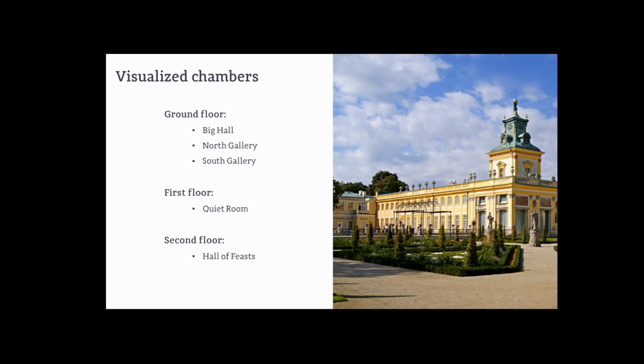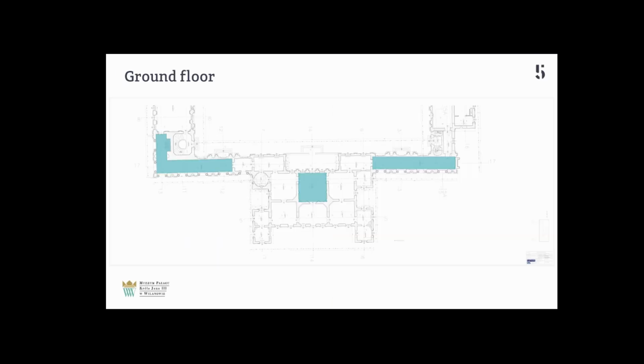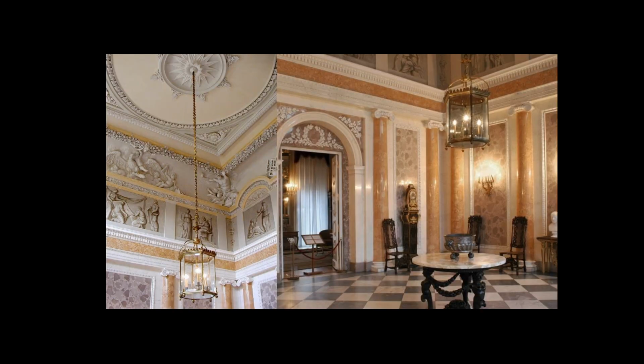And we decided to visualize 5 chambers: 3 chambers on the ground floor, 1 chamber on the first floor, and also 1 chamber on the second floor. On the ground floor, these are the chambers we are working with. The first one, the central one, is the so-called Beagle. It's the central chamber of the palace. It's very representative. It has sculptures on the ceiling and is very richly decorated.